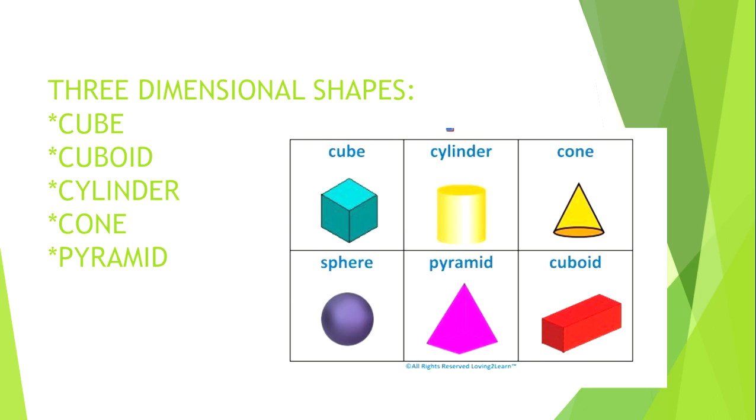So we can say in a cuboid and a cube there are 6 faces, 12 edges and 8 vertices. In a cuboid all faces are rectangular and in a cube all the faces are of square shape. All length, breadth and height are equal.